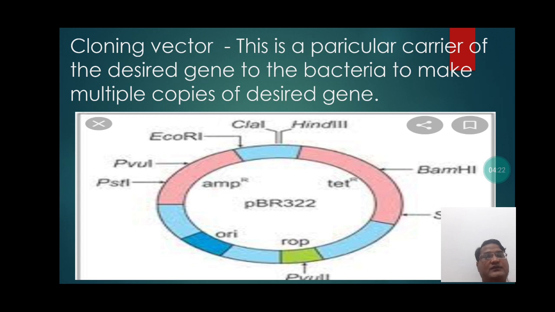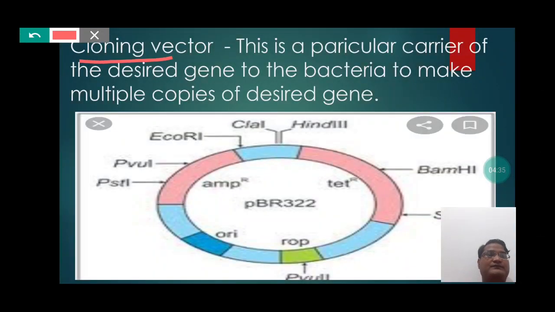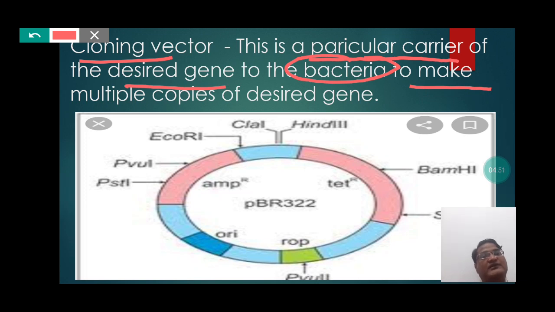Cloning vector is a particular carrier of the desired gene to the bacteria to make multiple copies of the desired gene. So students, cloning vector actually is a particular carrier of the desired gene which has to be inserted into the bacteria so that the bacteria can use it as its own machinery and can further make multiple copies of the desired gene.